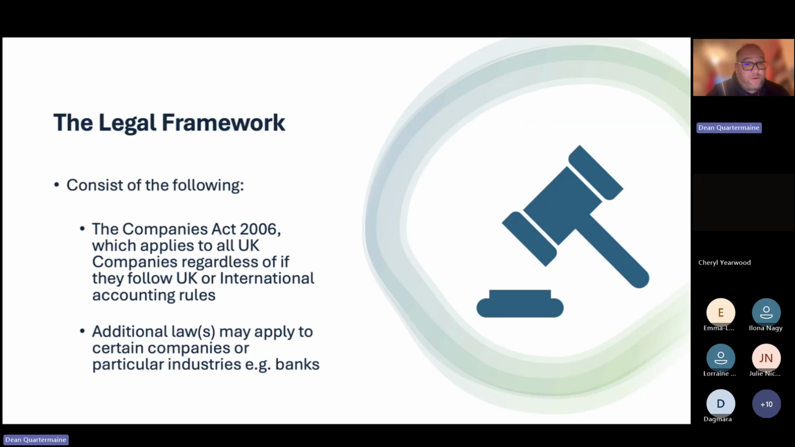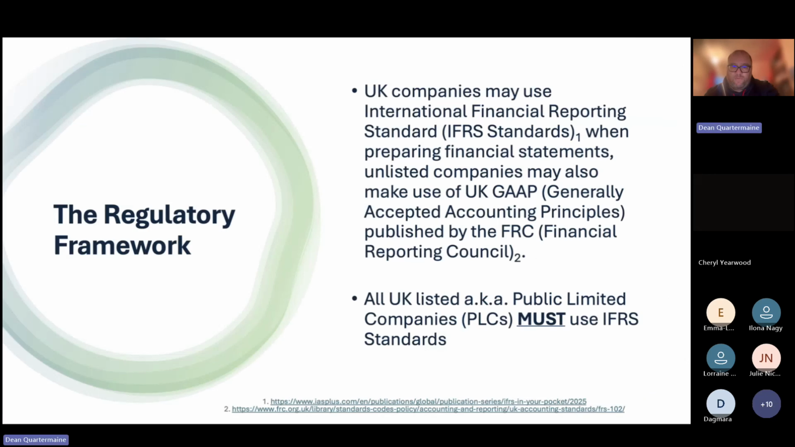Same as the pharmaceutical industry. I worked in pharmaceutical for a little while. There are legal frameworks there around, for example, the reporting of pharmaceutical trial data. There are lots of other legal frameworks that we might need to be aware of. So that's the legal side of things.